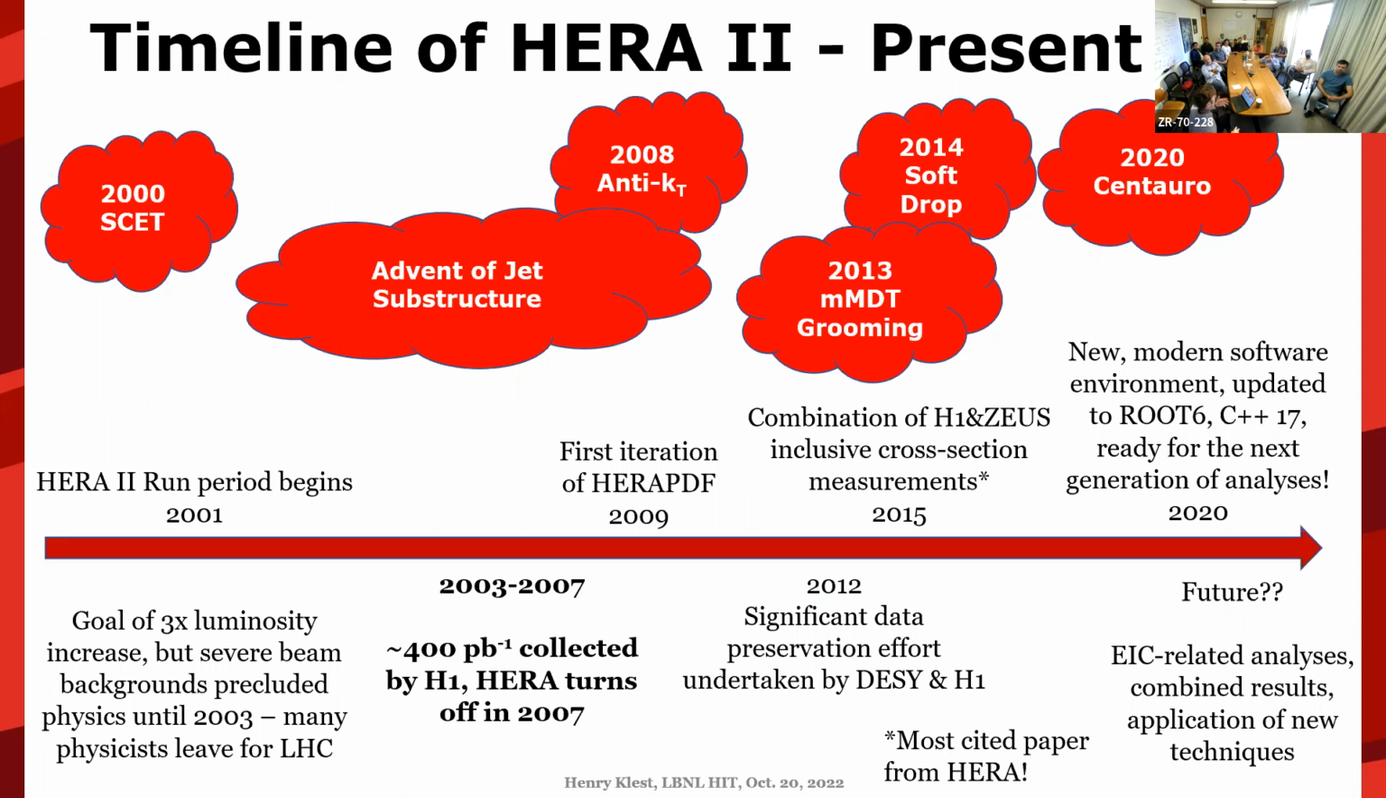And the HERA 2 run period was in the beginning characterized by horrific backgrounds that for the first 2 years rendered the data almost unanalyzable. And I can talk a little bit more about what the actual sources of the backgrounds were if people are interested, for EIC as well. During that time, a lot of physicists actually left for the LHC, which was coming online in due time. And then between 2003 and 2007, they finally got the beam background sorted out, and they collected around 400 inverse picobarns of data.